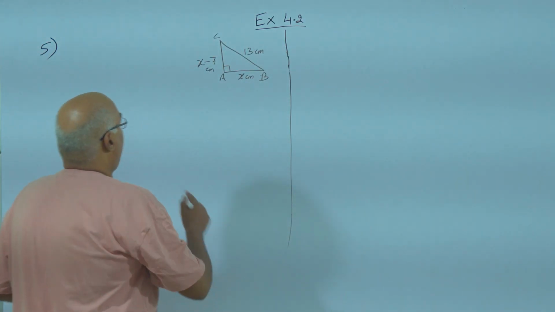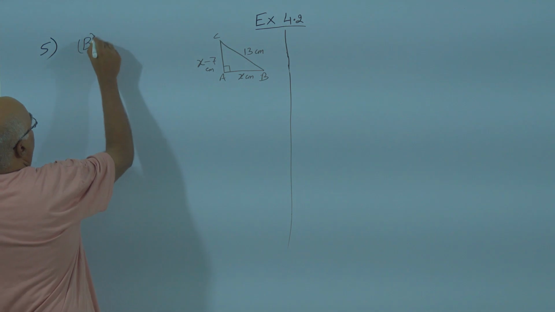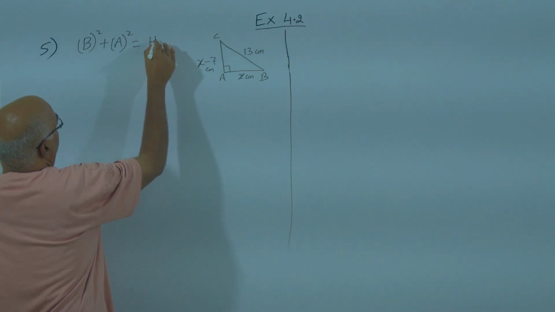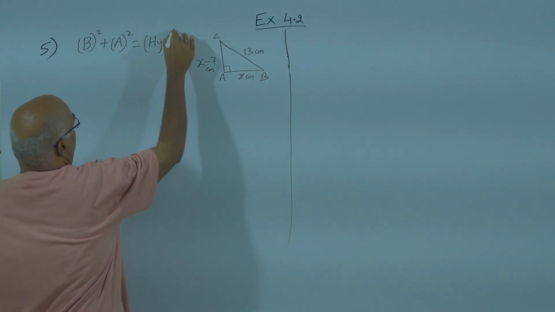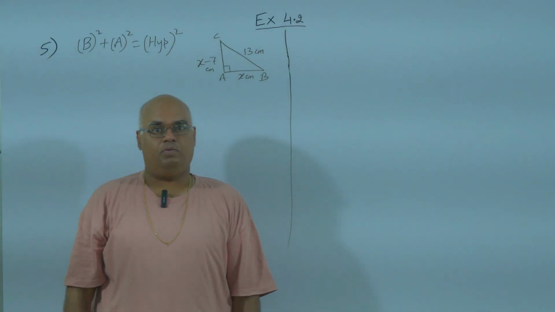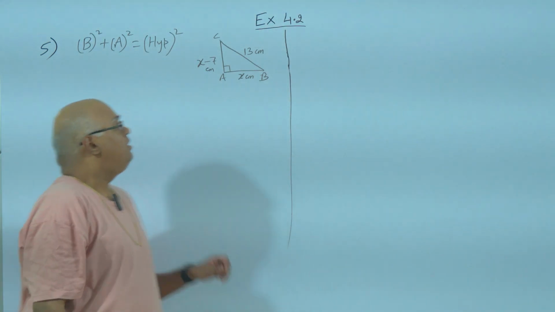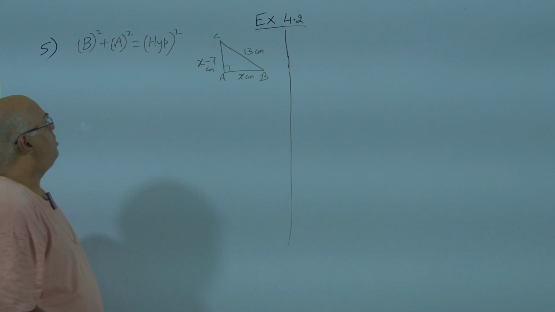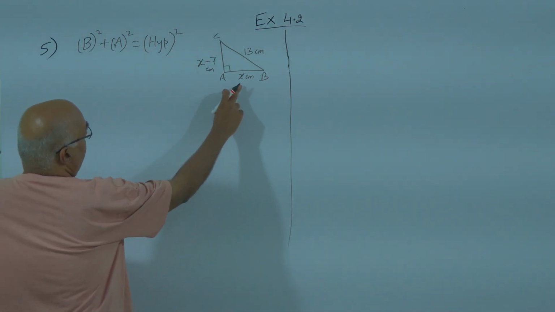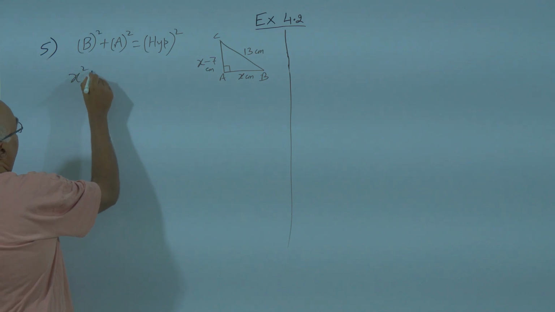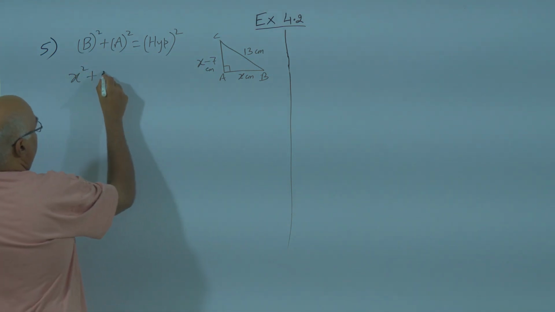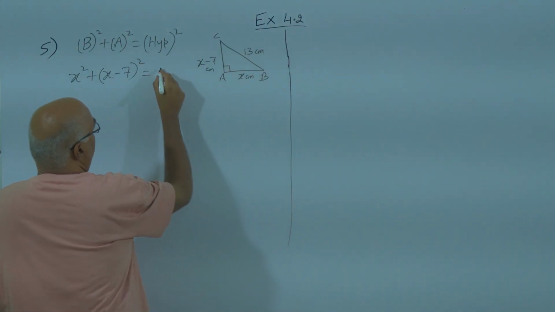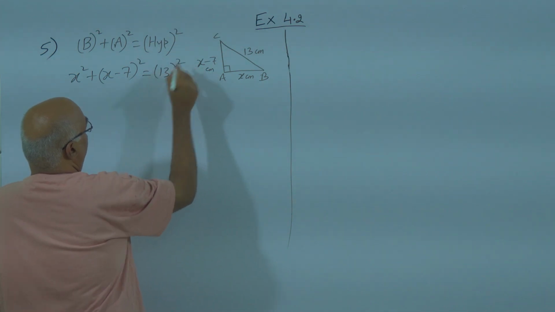We know that in a right angle triangle, base whole square plus altitude whole square is equal to hypotenuse whole square. So this is the Pythagoras theorem. Now let us see here. The base is nothing but x. So x square plus altitude x minus 7 whole square is equal to hypotenuse whole square. Hypotenuse is nothing but 13 centimeters, so 13 whole square. Now let us solve this.